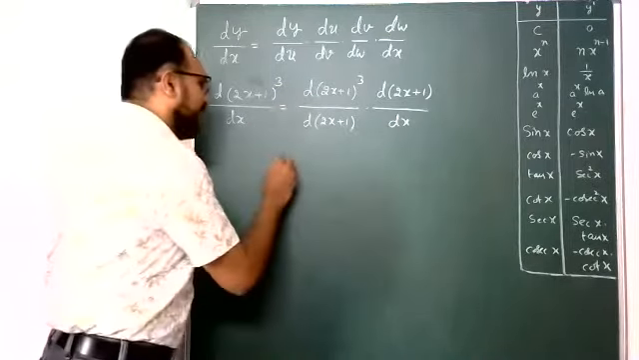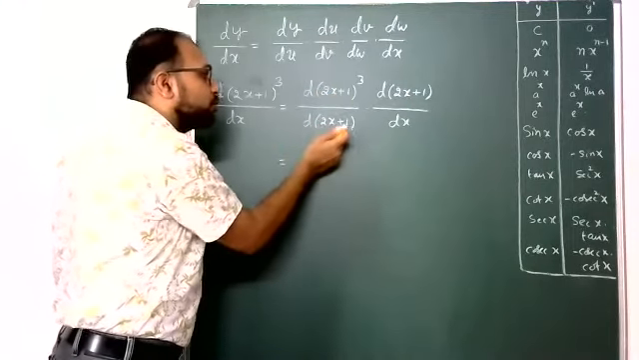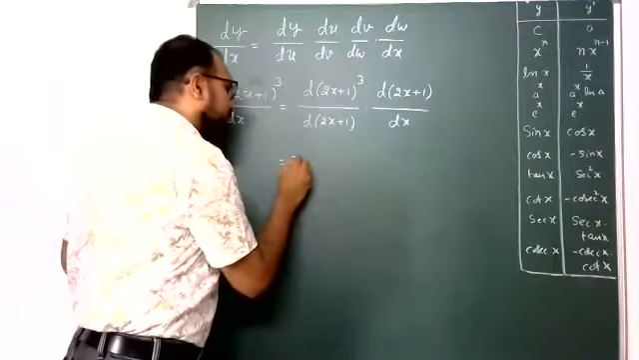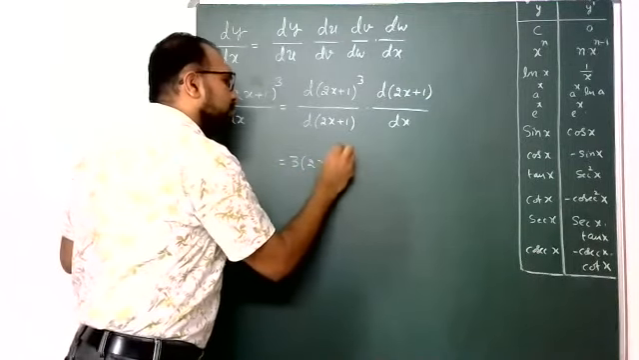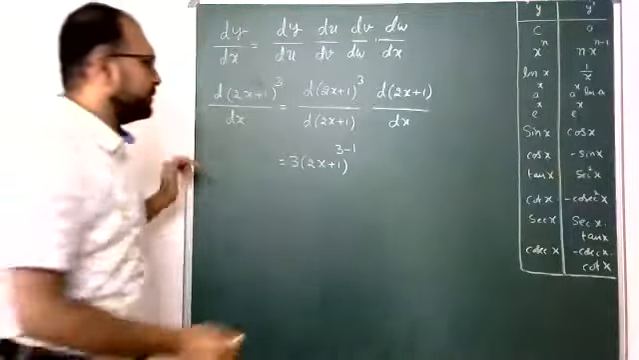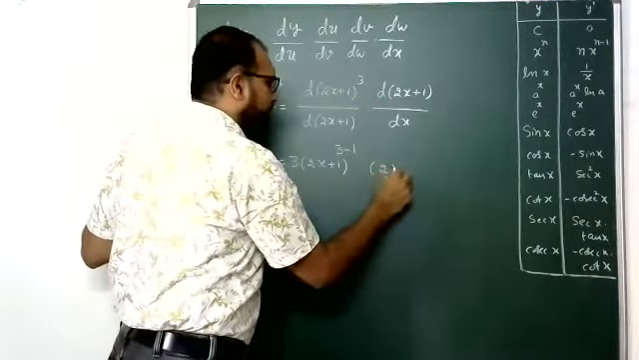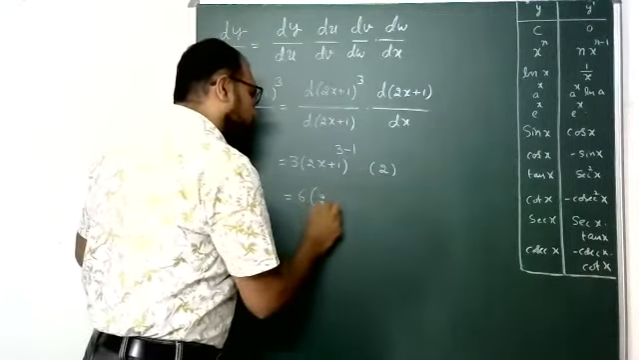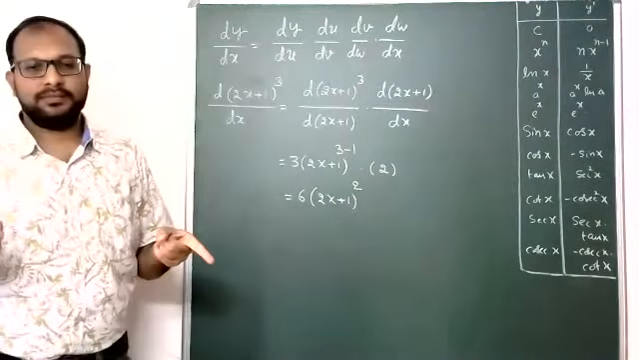So this is from yesterday's topic, but this is the new thing. Now we can write the derivative of (2x plus 1) whole cube with respect to 2x plus 1. Very simple: 3 into (2x plus 1) to the power of 3 minus 1, the n minus 1 principle again, into the derivative of 2x plus 1, that is very simple, 2. So the answer is 3 into 2, 6, (2x plus 1) whole square is the final answer.